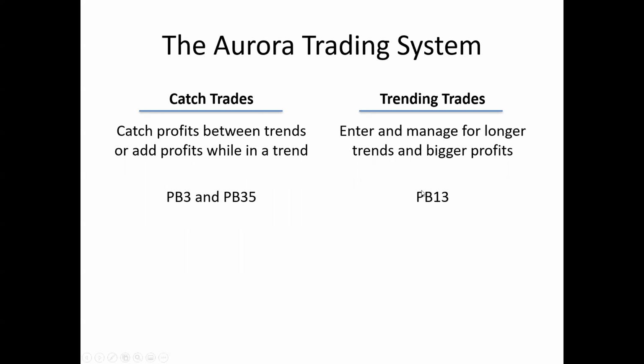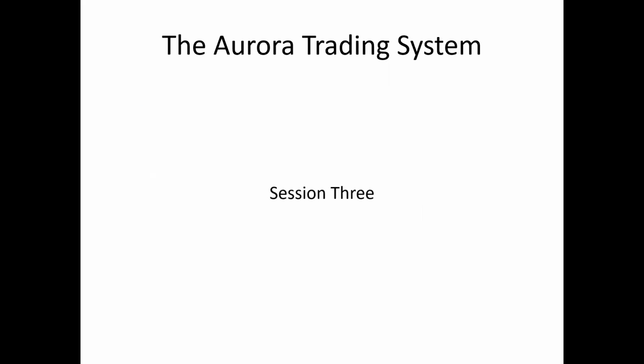And what we're going to be talking about here in session 3 is the PB13, which we use to enter and manage for longer trends and bigger potential profits. PB13 is the most profitable and productive signal we have in the Aurora system. So I think you're going to like what you're going to learn in this session.